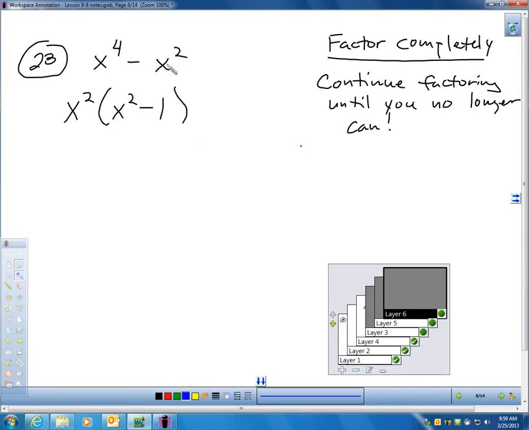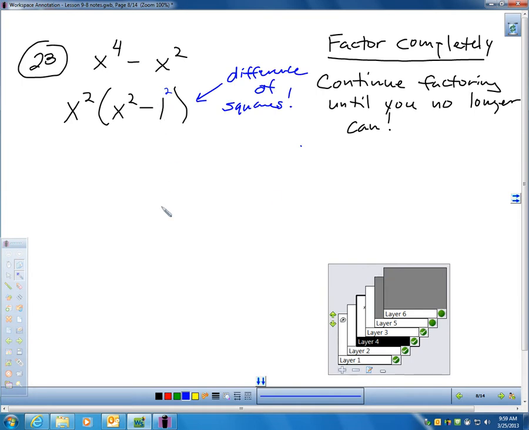And I do. I can take an x squared out of both of these. So this is correct: I have x squared times x squared minus 1. Now, a lot of students I see would just quit here, but you've got to notice that right now I have a difference of squares, because isn't 1 squared 1? This is a difference of squares.